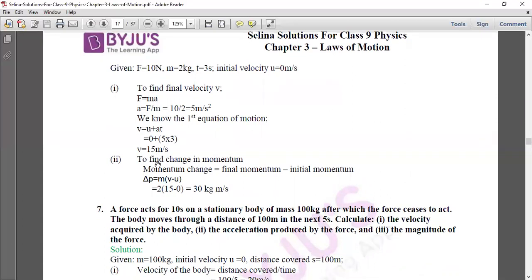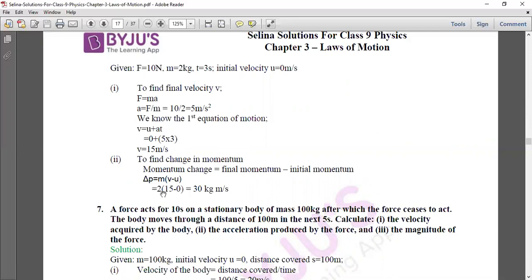Next one, we need to find the change in momentum of the body. So change in the momentum is equal to final momentum minus initial momentum. So we have the formula delta p is equal to m into bracket v minus u.